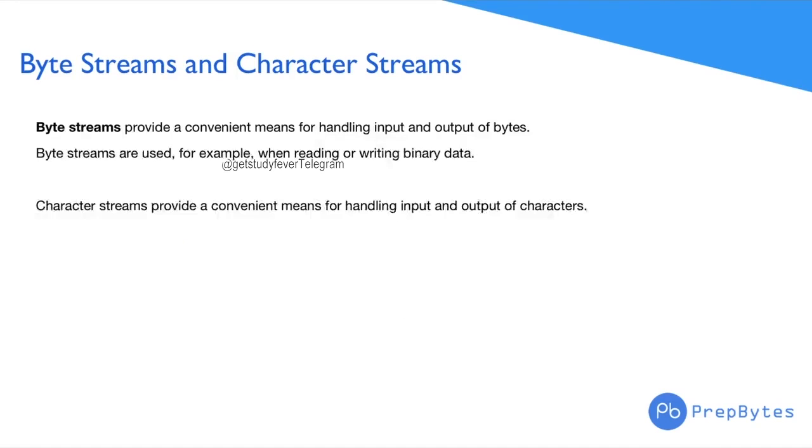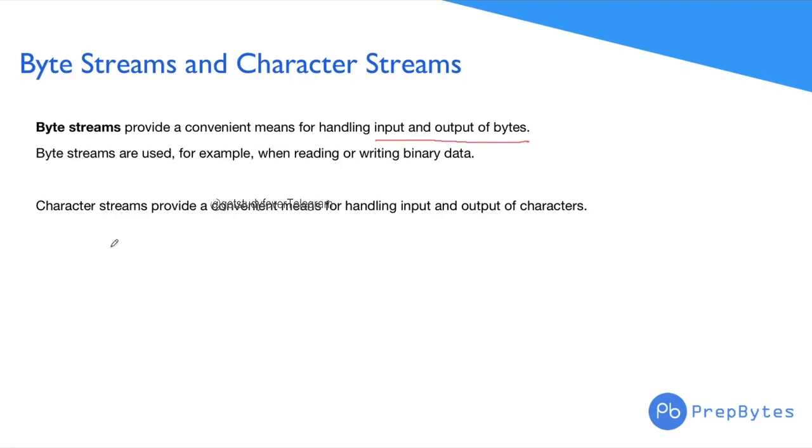So what is happening in byte streams and what is happening in character streams? First we have read about byte stream. Let's note down the important point. Byte streams provide a convenient means for handling input and output of bytes. Now let's talk about character streams and then we'll see the difference. Character streams provide a convenient means for handling input and output of characters.